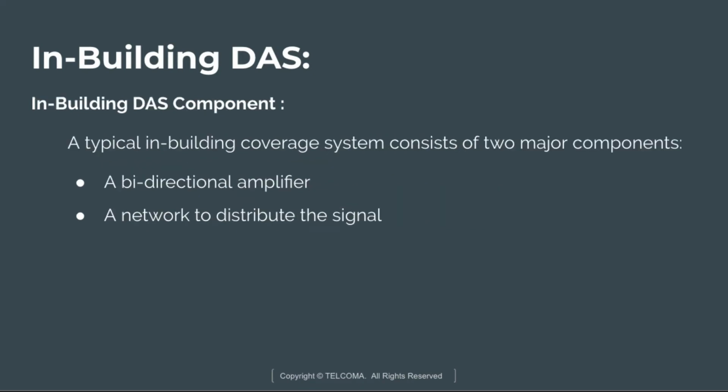The next is in-building DAS components. A typical in-building coverage system consists of two major components. The first one is a bidirectional amplifier and the second one is a network to distribute the signal. The bidirectional amplifier, or signal booster, relays and amplifies the RF signal between the remote base station and the mobile station, whereas the network distributes the signal in the desired coverage area. The most common type of distribution network is the system of coaxial cable and indoor antennas, which is known as the distributed antenna system. So these are the two components that are required for installing an in-building DAS.